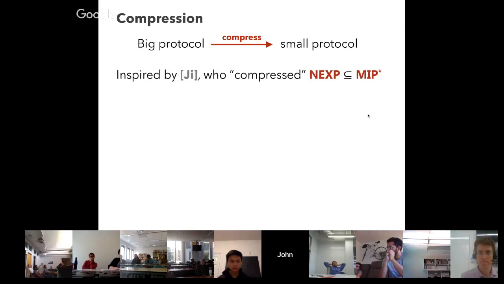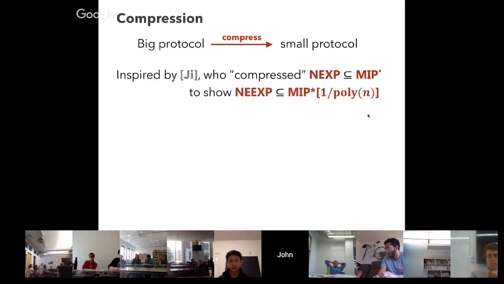So this idea isn't really new to us, actually. This idea was kind of inspired by a previous paper of Zhengfeng Ji, who gave a similar compression algorithm for a related MIP protocol, the MIP star protocol for NEXP. And his compression protocol showed how to convert that bound into another bound on NEEXP, just like us, actually. So he showed that NEEXP is contained in MIP star, except with this additional parameter, the gap.